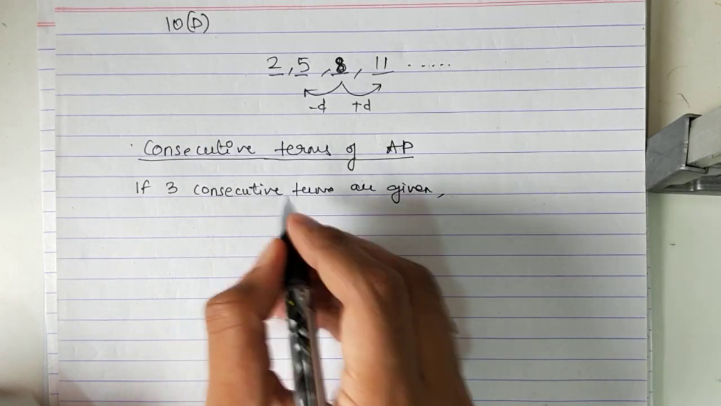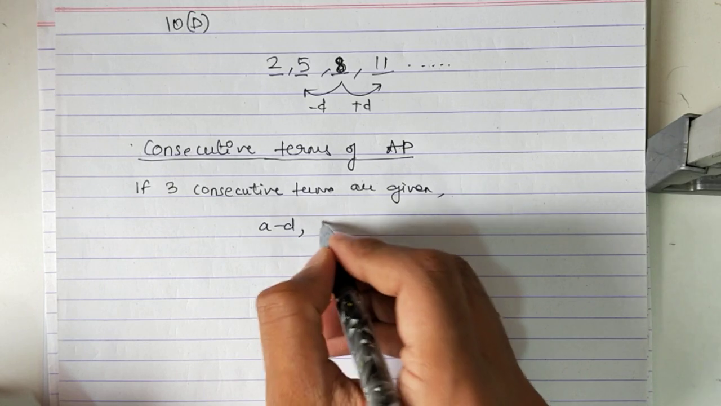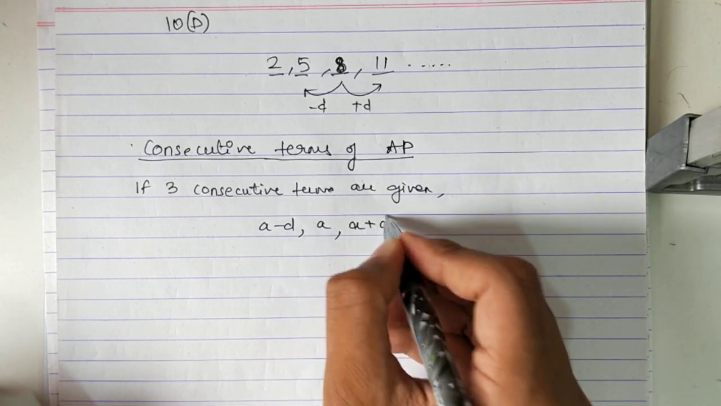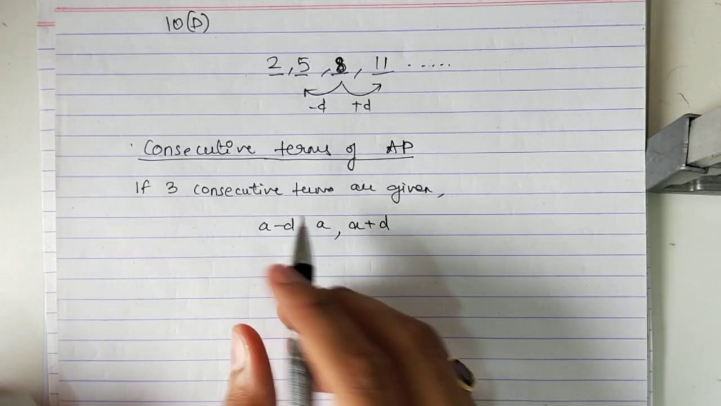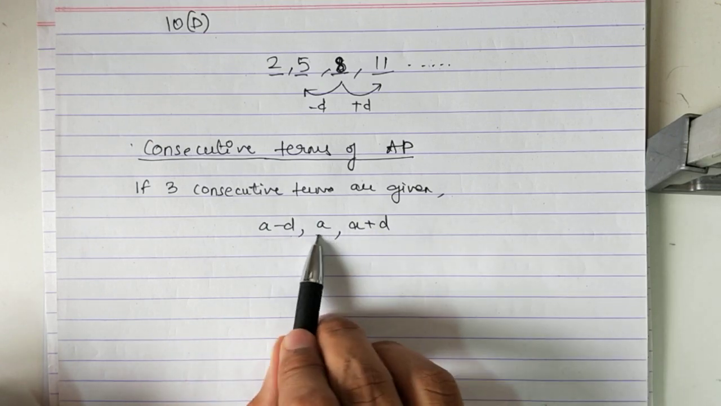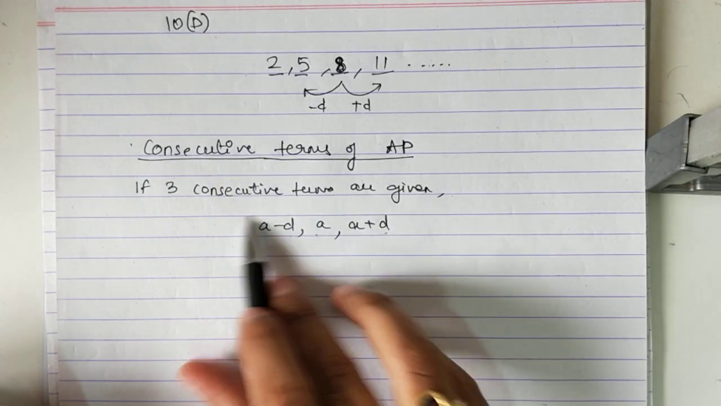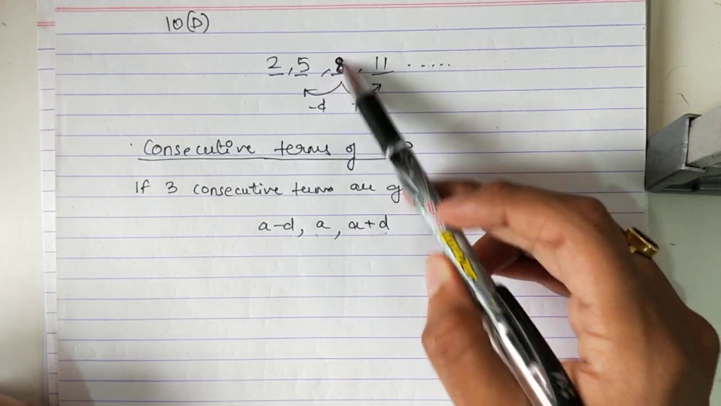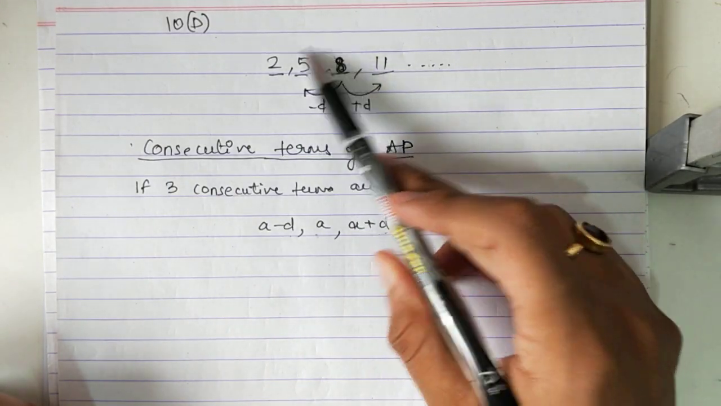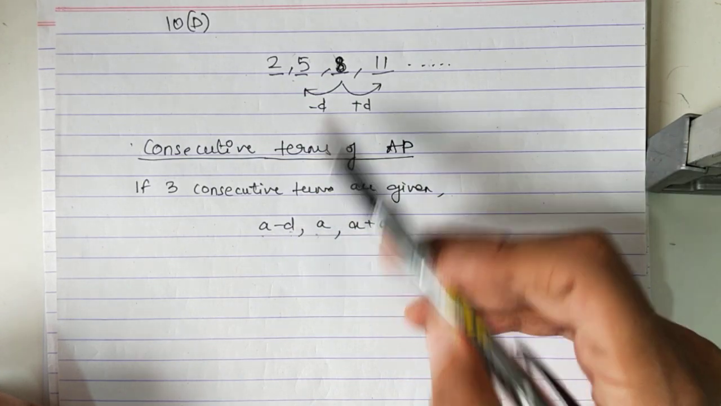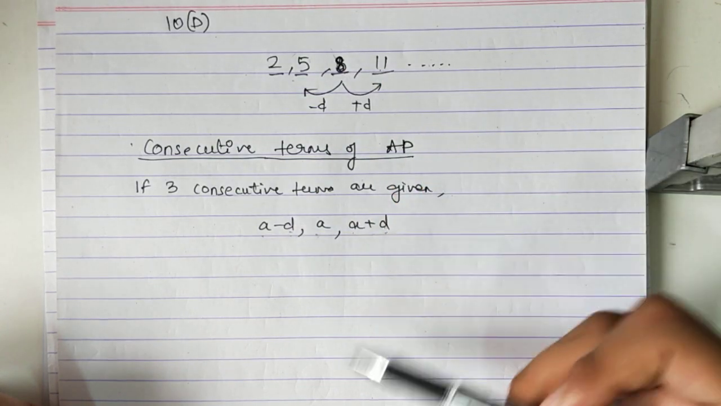you have to take the terms as a minus d, a and a plus d. First term a minus d, second term a and third term a plus d. This is a way of writing. Like for example, if this middle one is 8, then what will be the one before it? 8 minus d, and the one after it? 8 plus d.